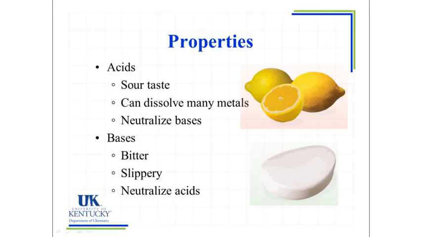Acids and bases have additional properties beyond those that define them as an acid or a base according to either definition. Acids tend to have a sour taste, such as that seen in lemons or vinegar. They can dissolve many metals, and they neutralize bases. A base tends to be bitter, slippery, and has the ability to neutralize acids.